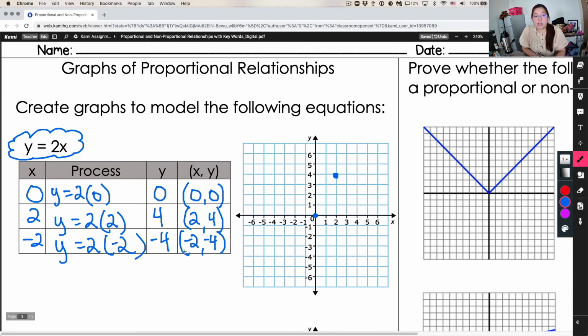Last point, we have -2, -4, so same thing. Here's -2 on the x-axis, and then if we want to draw a line like this, here's -4 on the y-axis.